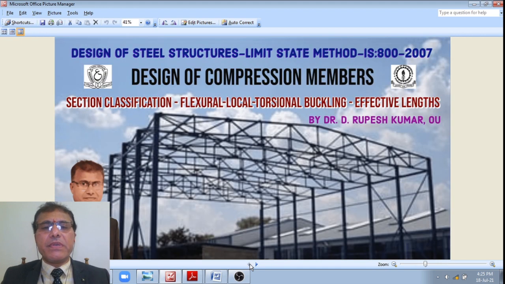Whereas in the previous class we have seen the design of compression member: section classification, flexural, local, torsional buckling and effective lengths, and all the IS 800 2007 limit state method specifications.